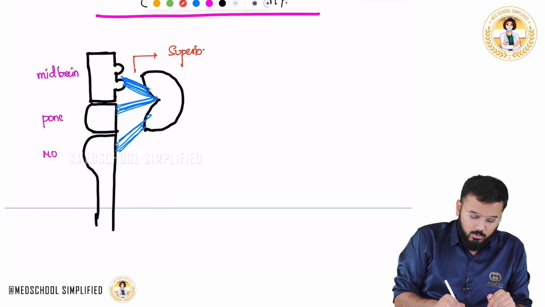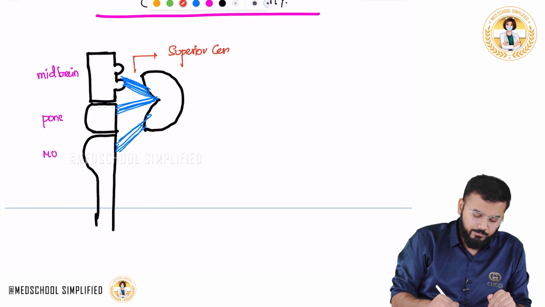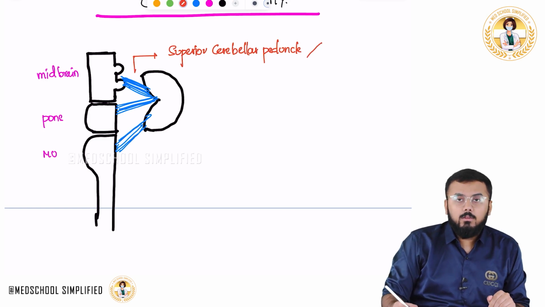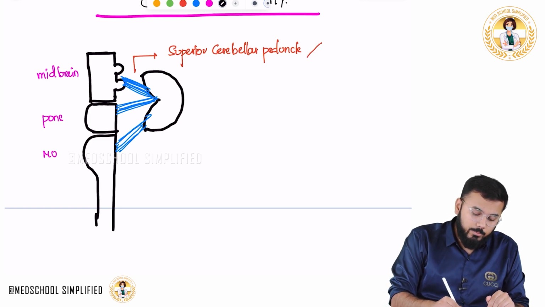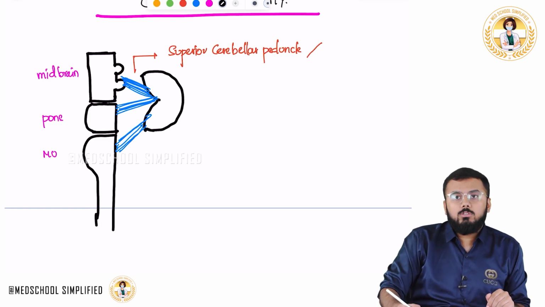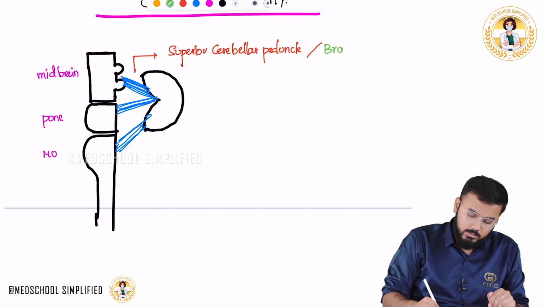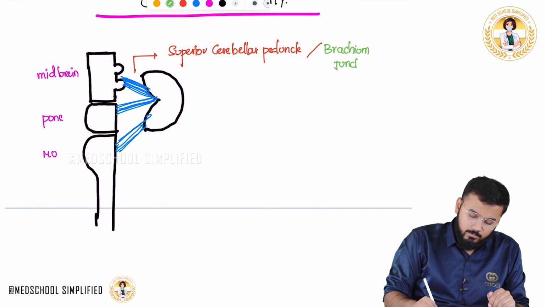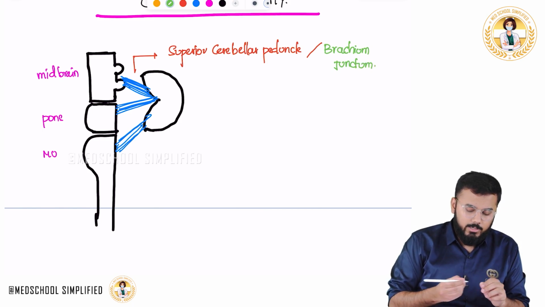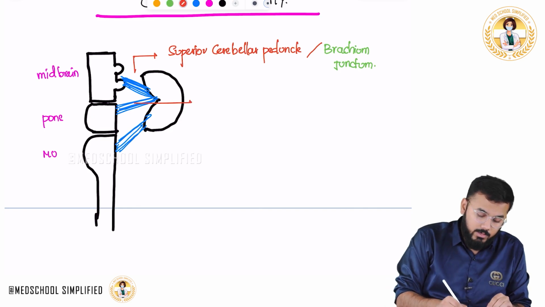So this one is called superior cerebellar peduncle. What is the other name for this superior cerebellar peduncle? This is also called brachium junctum.